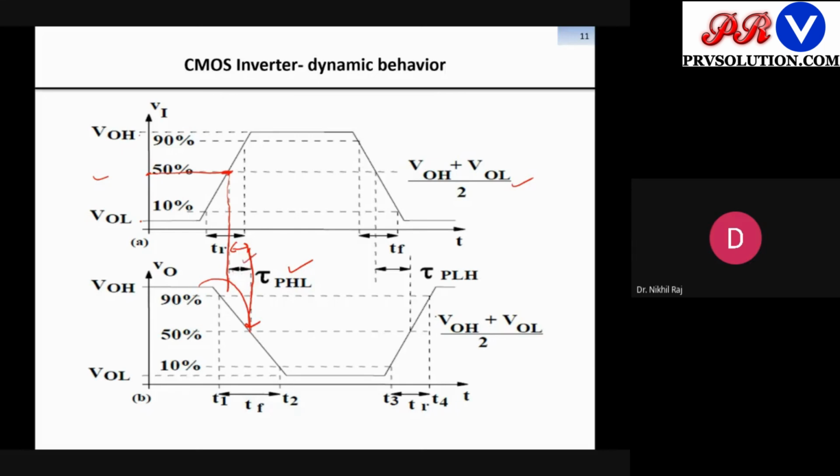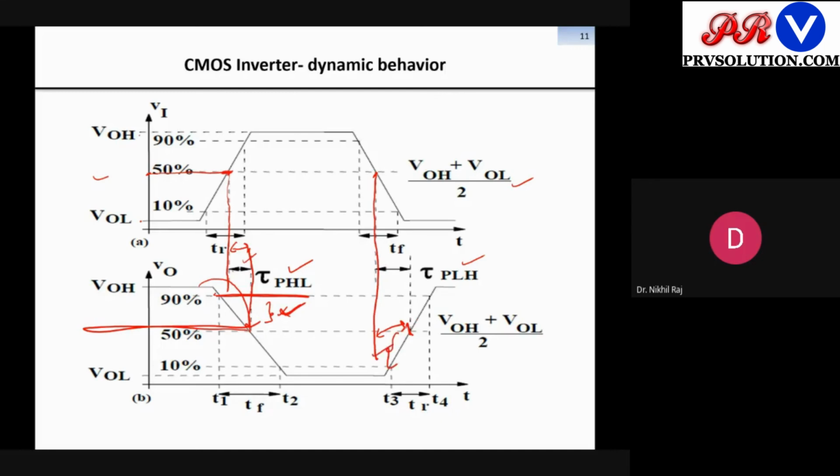Similarly, if we go for the low to high transition, from the input 50% to the output 50%, this is the time taken. So this time is taken as TPLH, the low to high transition. This means when I calculate the delay, the time delay of high to low, I will be considering this region, the MOSFET working in this region of operation. And when I go for the low to high, which region of operation will I be working in?